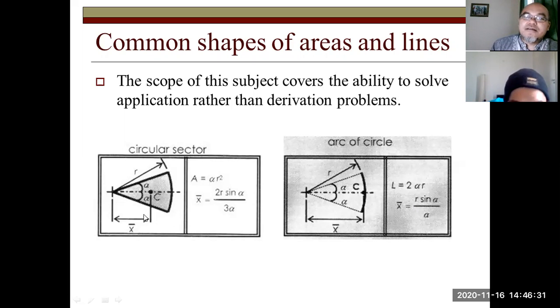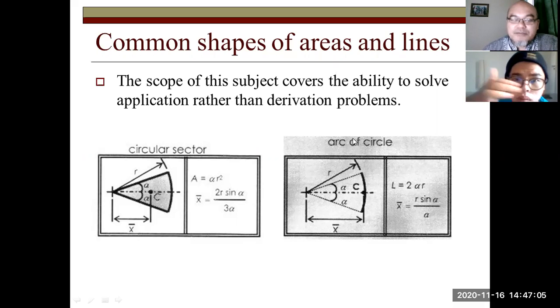For a circular sector like this, this means it is an area. The area is alpha times r squared. Alpha is the angle in radians. Then the position of the centroid from the center of that circle, the x, equals 2r sine alpha divided by 3 alpha. From where does this come from? Please refer to the solid mechanics textbook, or a mathematics or geometry textbook also.